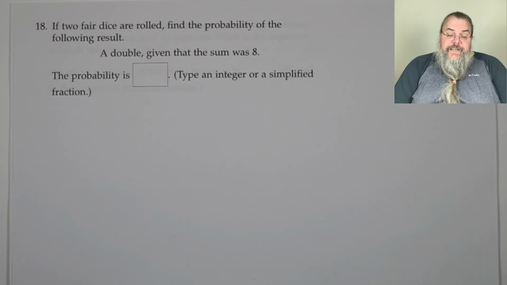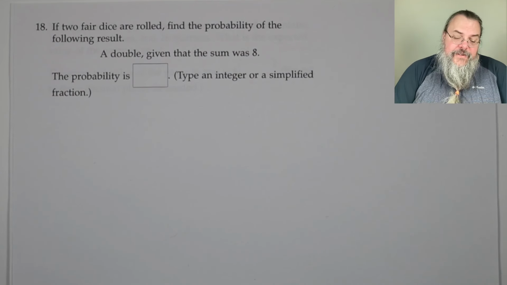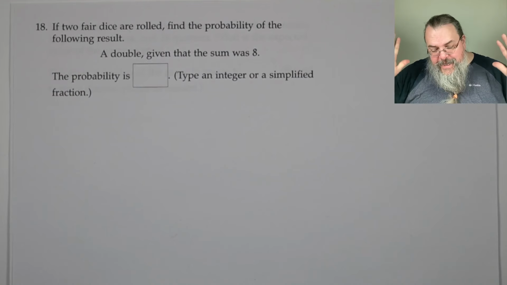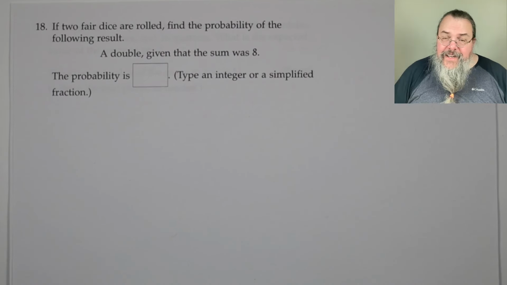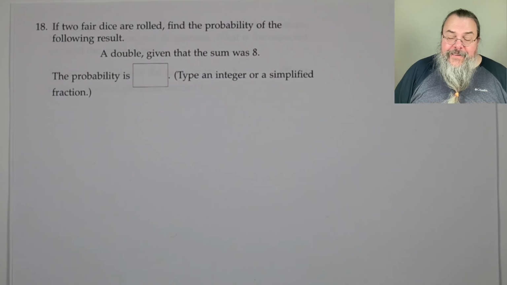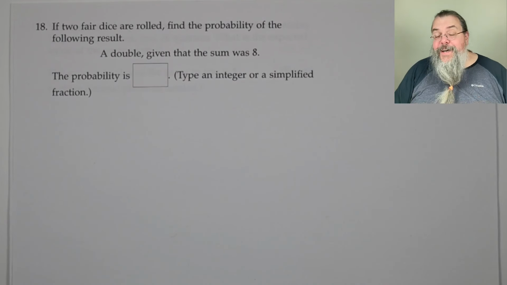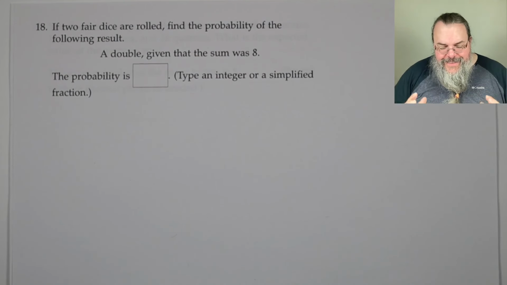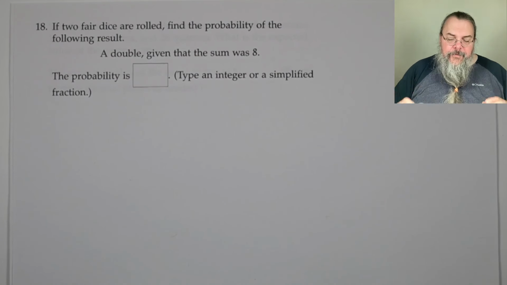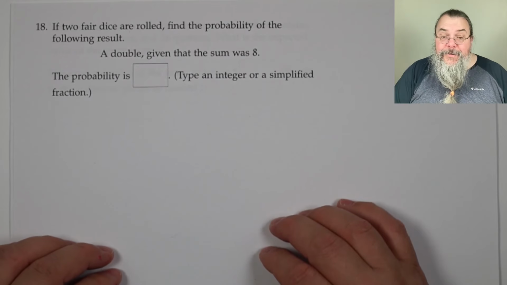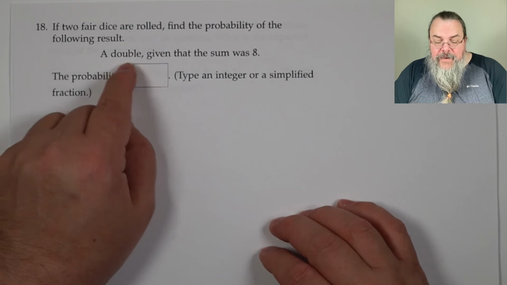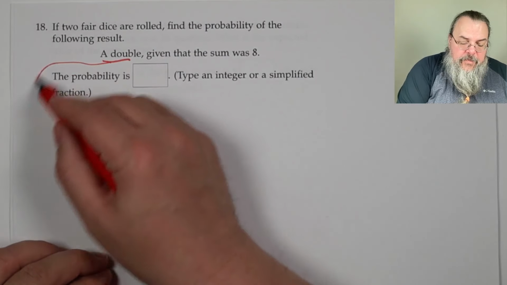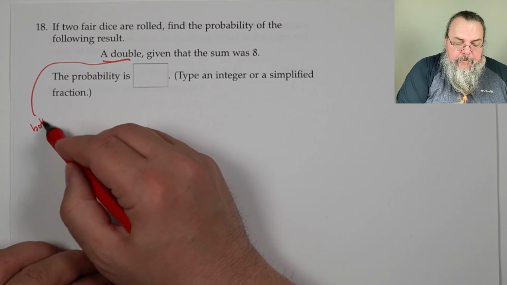All right, so number 18. If 2 fair dice are rolled, fair means each side comes up equally likely. And whenever they say a dice, the implied assumption is 6-sided. I'm sorry for all you D&D fans out there, but what if it's a 12-sided die? What if it's a 24-sided? No, I'm sorry. We always work with six-sided die. Okay. So, find the probability of the following result: a double, given that the sum is 8. Now, what is a double? A double means that both dice have the same value.